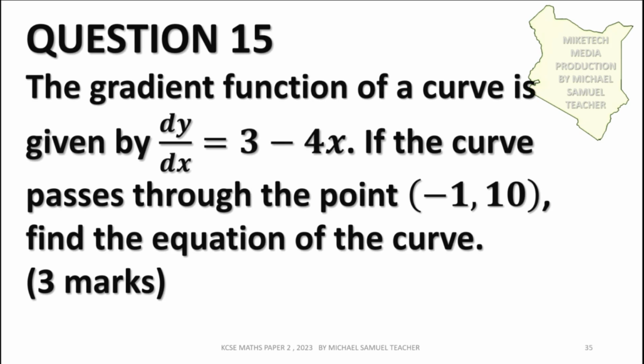Next, question 15. The gradient function of a curve is given by dy/dx is equal to 3 minus 4x. If the curve passes through the point (-1, 10), find the equation of the curve.